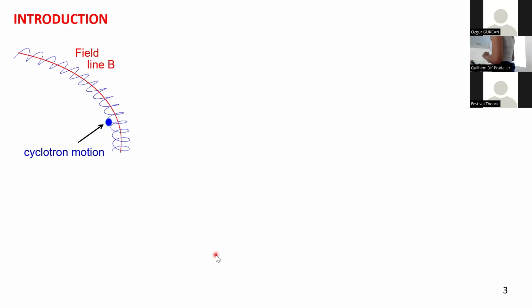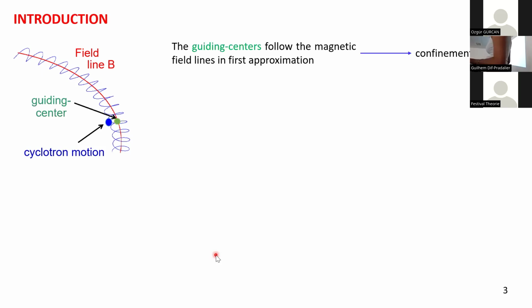So, as you might all know already, in a tokamak, confinement is achieved through a magnetic field. So basically, we have the magnetic field lines and the charged particles drawing helical paths around them. As you can see here, the motion of those particles can be decoupled in two motions: the cyclotron motion, which is the motion of circling around the magnetic field lines, and the motion of the guiding center of the particle, which in first approximation follows the magnetic field lines. This is the mechanism leading to confinement.